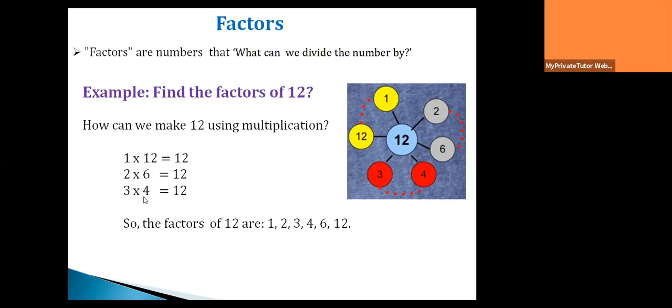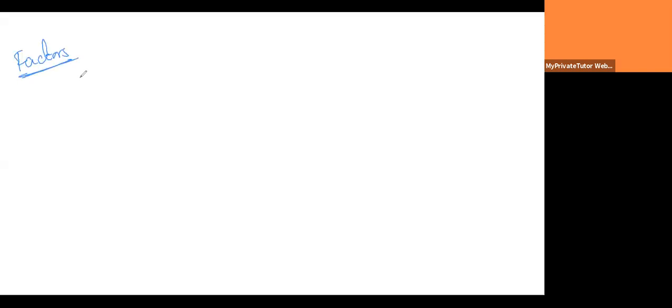So let's take a different example. What are the factors of, let's take, 20? So how do you find them? How to write the factors of 20? We just directly write by checking whether it is divisible by numbers or not. For example, 20 is divisible by 1. So 1 is a factor of 20.